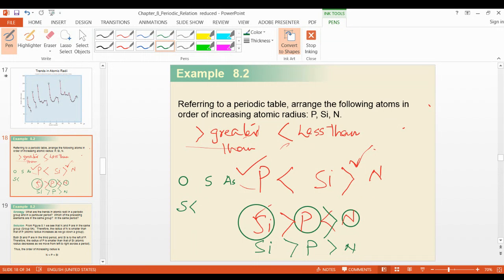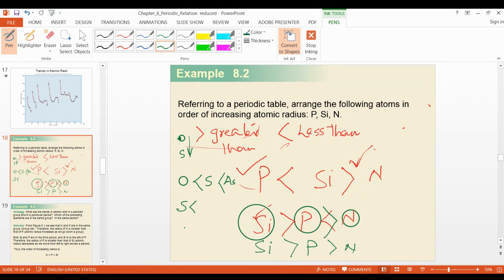Because top to bottom, oxygen is less than sulfur. Oxygen is here, sulfur is here, so from top to bottom atomic size increases. It means oxygen is less than sulfur in atomic size, and for sulfur and arsenic, sulfur is also less than arsenic.